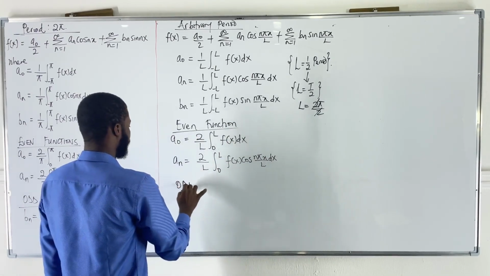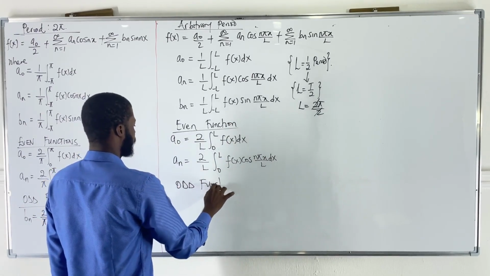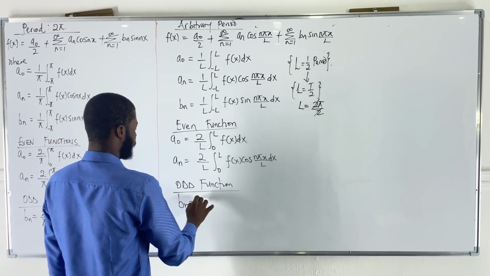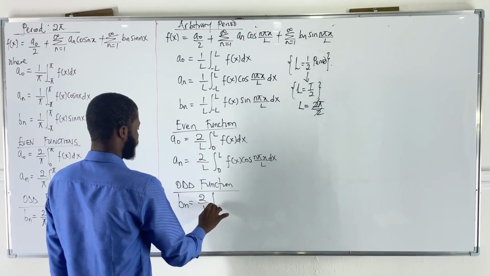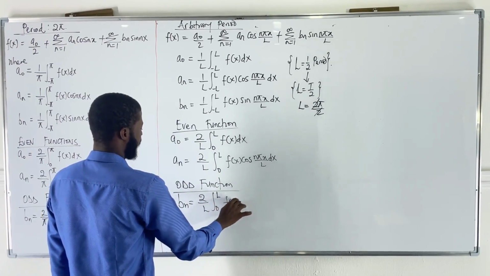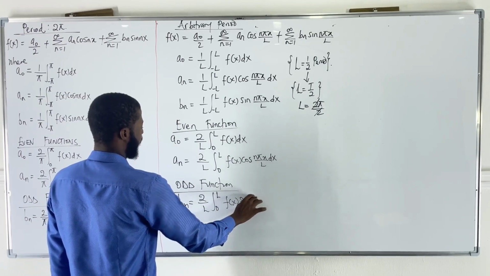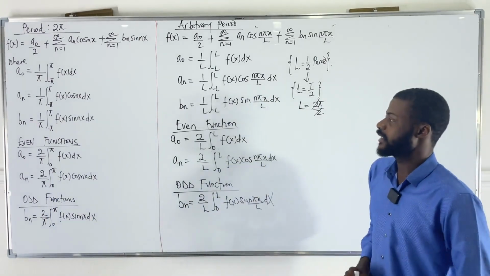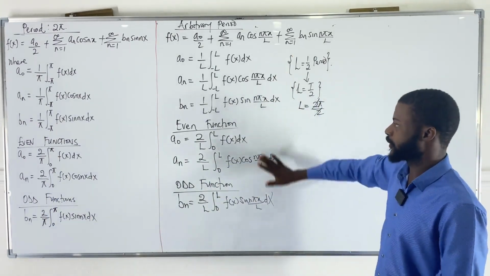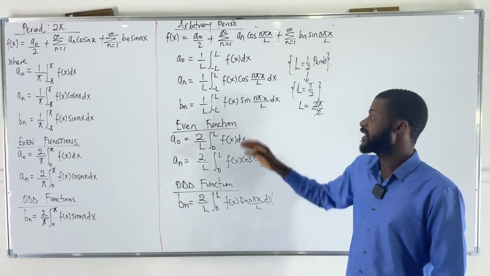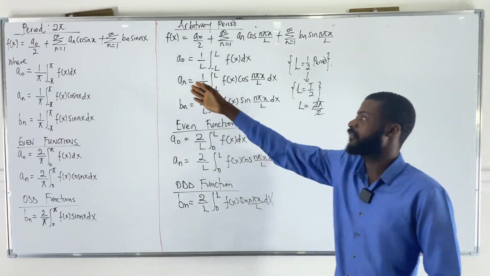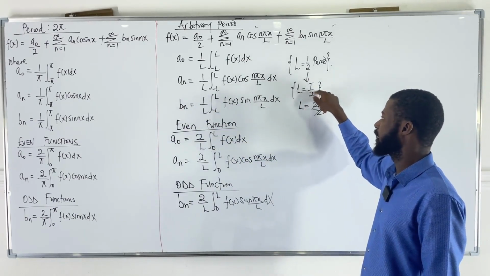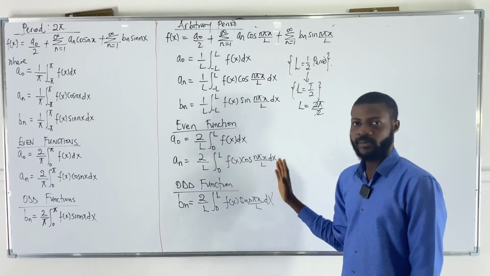Then when it's an odd function, our b sub n is going to become 2 over L, integral from 0 to L, f of x sine n pi x over L dx. Now, as you can see, I just prefer using this one. Most persons, like I said, this is a much more general formula. This would even work if the period is 2 pi. So all you have to do is to always say that L is half the period you are given. So I prefer using this one here.